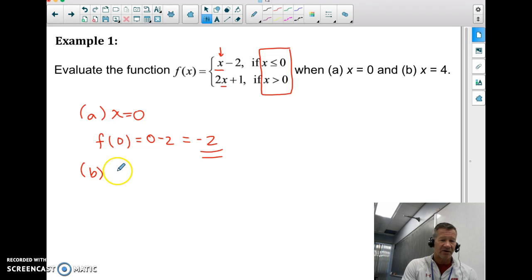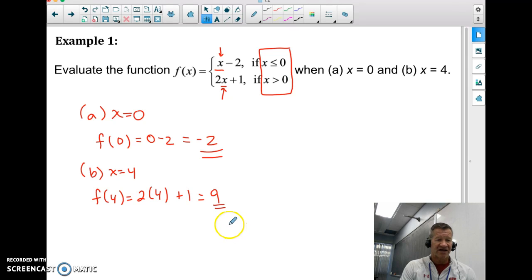Part B, what about when x is 4? Well, again, you ask yourself, is 4 less than or equal to 0? No, then don't put it in there. Is 4 greater than 0? Yes, it is. So we're going to put it in there. So f of 4 can be found by plugging 4 in for that x. So it'll say 2 times 4, which is 8, plus 1, which gives us 9. So that gives us 9.